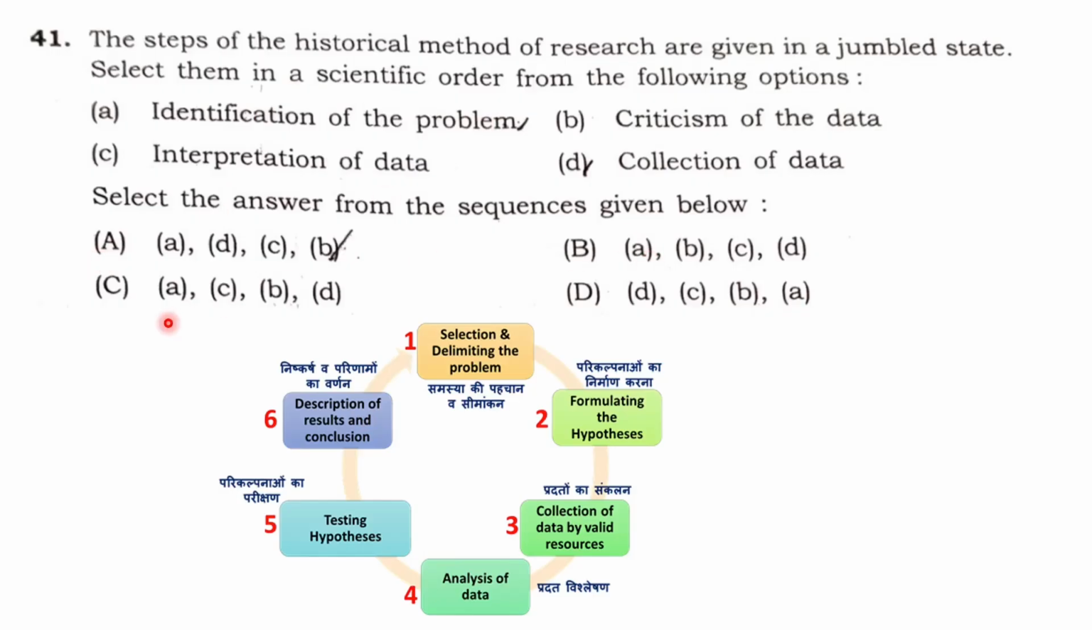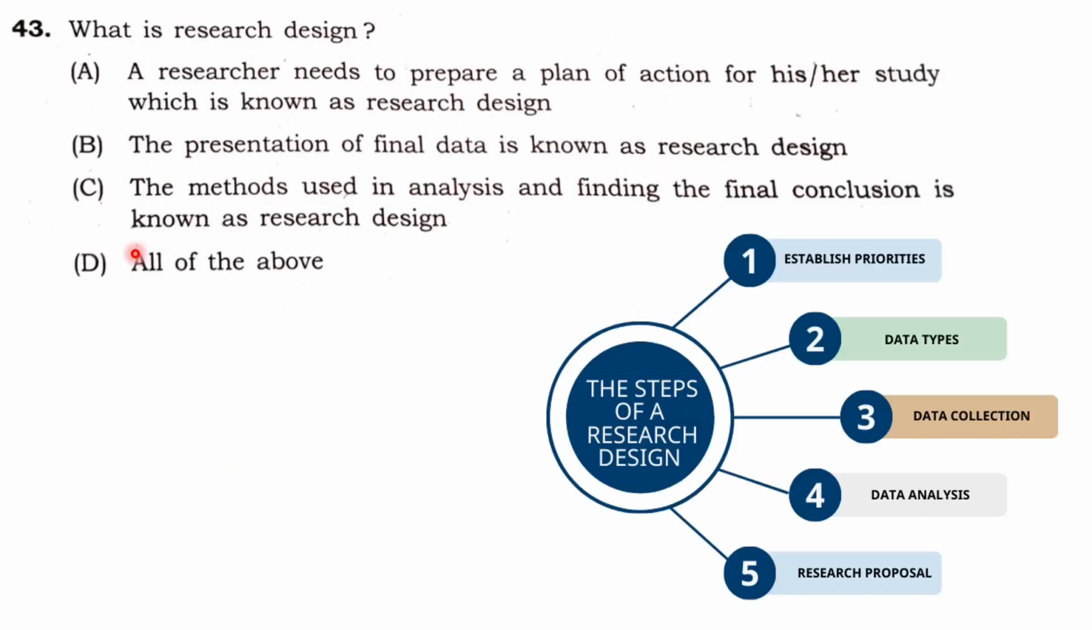So A, B and C are the same. Identification of the problem is A. So D is the wrong answer. Next, the last step is the evaluation of the data or the interpretation of data. So interpretation of data should be towards the end, but in the end we have to do the description. So it is the criticism of the data. So B should be at the end. So only in option A is in the beginning and B in the end. So this is the correct answer.